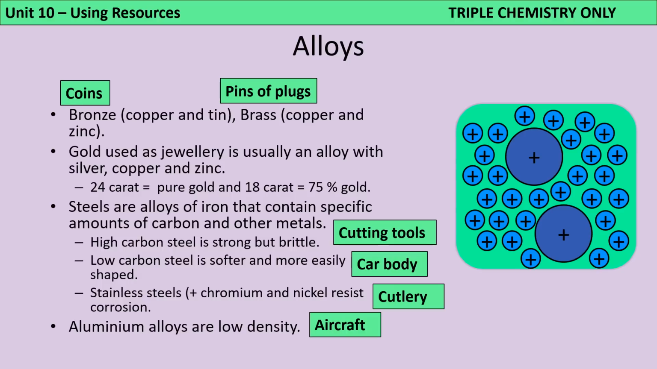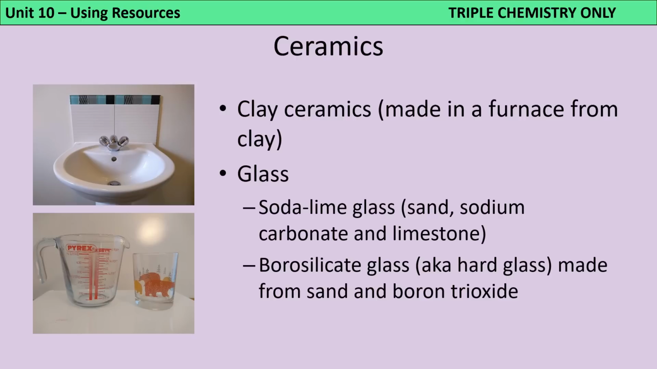There are 3 kinds of steel that you need to know about, all of which are basically iron with small amounts of other things added. So there's high carbon steel, which is strong but brittle, and this is used for making cutting tools, and low carbon steel, which is softer and more easily shaped, so it's used for making things like car bodies. Then we have stainless steels, which have small amounts of chromium and nickel, and these are resistant to acids, so they're really good for making cutlery. Finally, aluminium alloys are very useful because they're low density, so they're used for making aircraft.